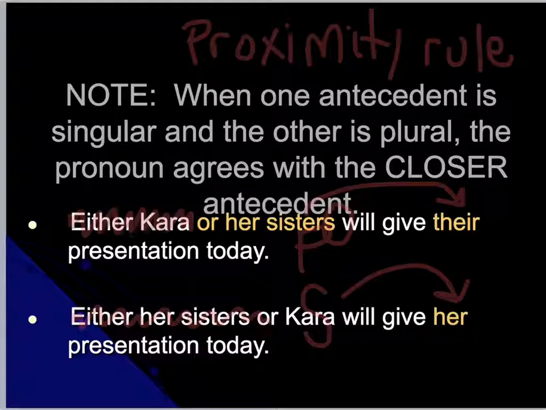In any of the either-or, neither-nor combinations, even if you don't have the word either, could be not part of these constructions, and the proximity rule still works. Kara or her sisters will give their presentation today. Her sisters or Kara will give her presentation today. We use that proximity rule.